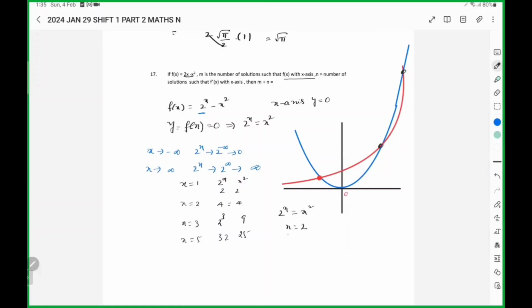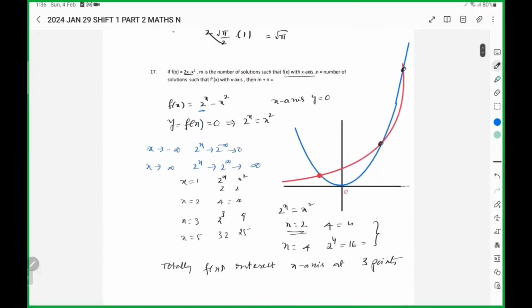At x equal to 2, 4 equal to 4, and very near to it also it is taking a turn. So at x equal to 4, you take 2 power 4, which is 4 square. So there are two positive points of intersection. So totally f of x intersects the x-axis at 3 points.